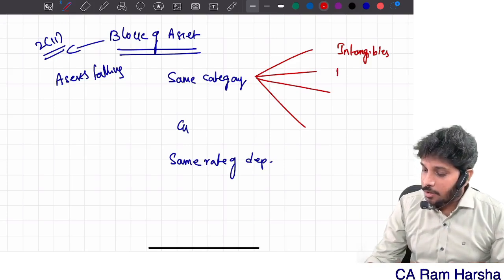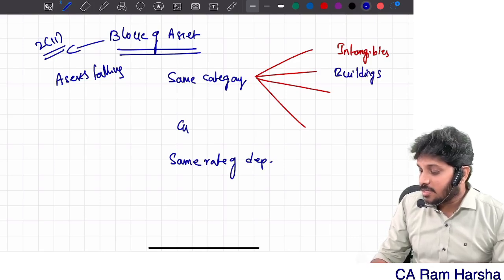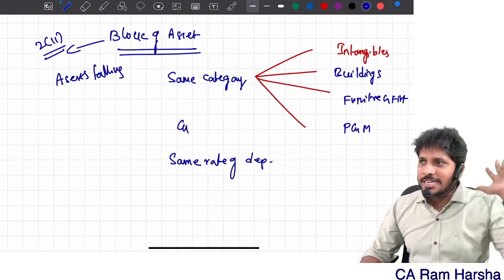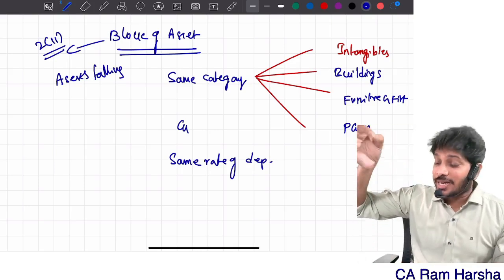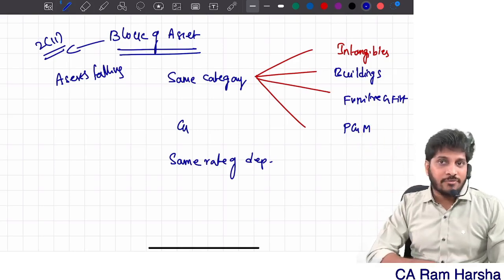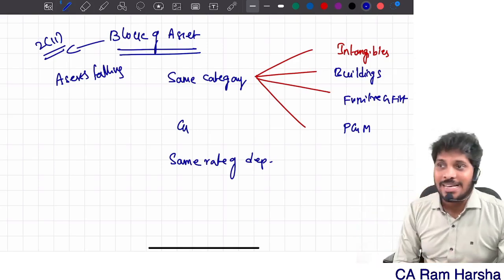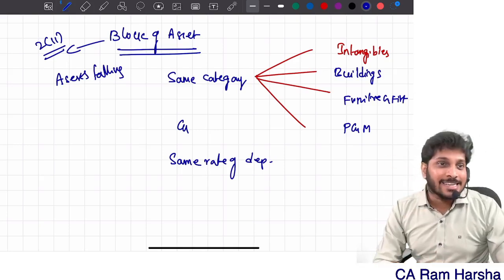There are 4 categories. Intangibles, then buildings, then furniture and fittings, then plant and machinery. That's it. Any asset you buy should be categorized into these 4 categories only. I purchased a mobile for business. Where should I classify it in these 4? Logically think and tell me, where should I classify?